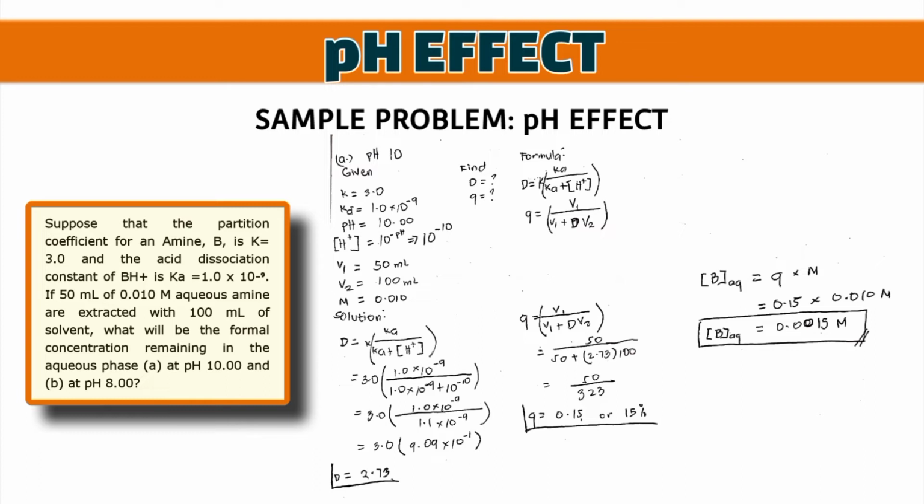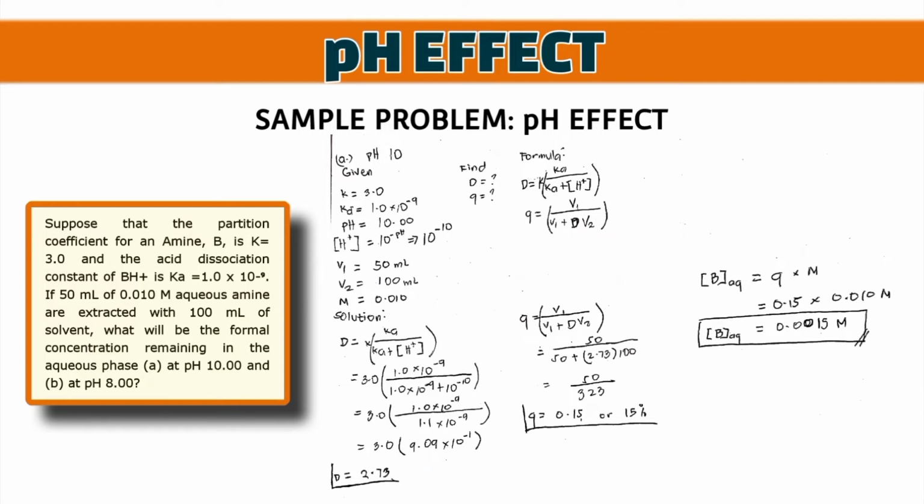Okay, solve for the distribution coefficient. But take note that the solute used is amine, and amine is an example of a base. So use the formula for the distribution coefficient of the base, which is this. Substitute all the given values in the formula, and that will give us 3 times 1.0 times 10 raised to the negative 9 over 1.0 times 10 raised to the negative 9 plus 10 raised to the negative 10. Solving it will give us the result of D, or distribution coefficient, equal to 2.73.